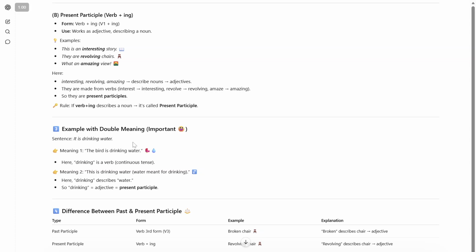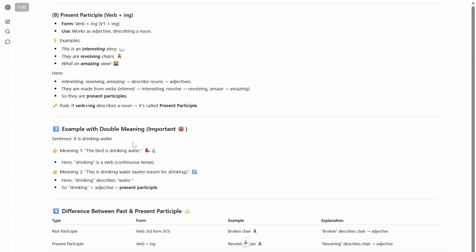Example with double meaning. Important sentence: it is drinking water. Meaning 1, the bird is drinking water. Here, drinking is a verb in the continuous tense. Meaning 2, this is drinking water, water meant for drinking. Here, drinking describes water. So drinking is an adjective, a present participle.